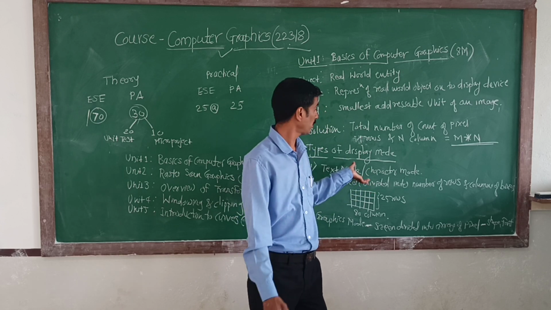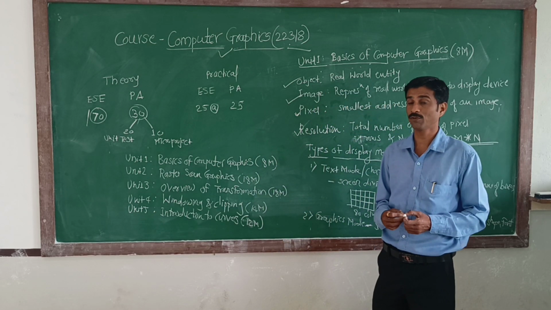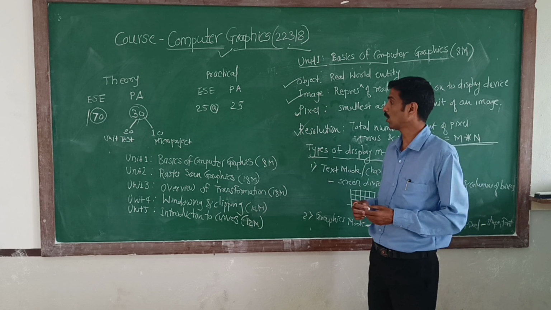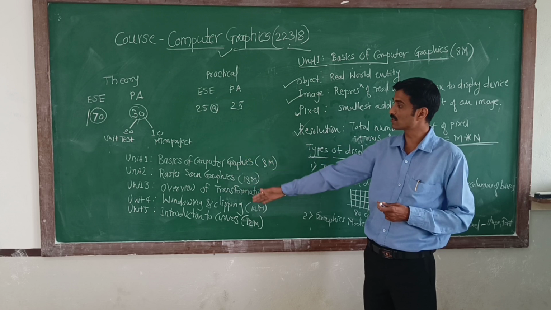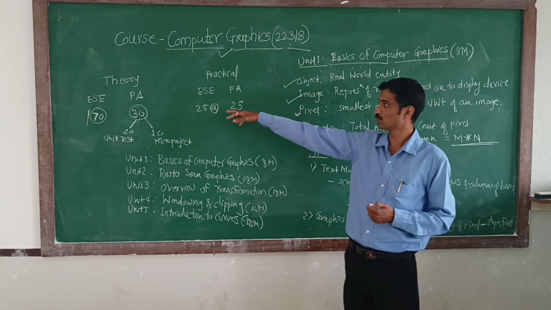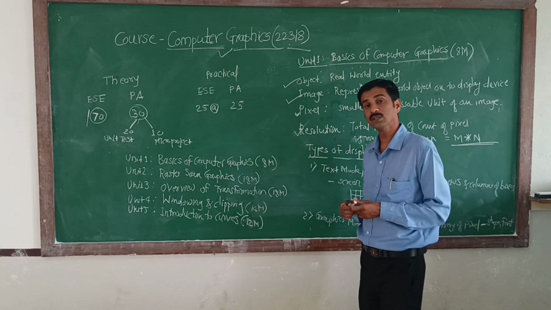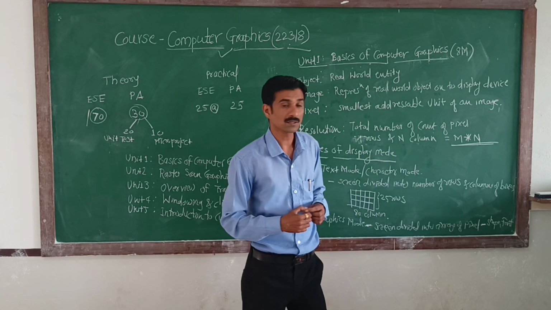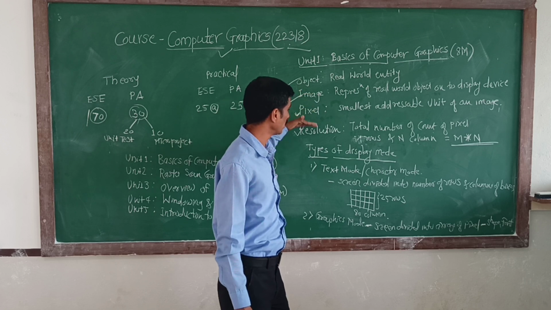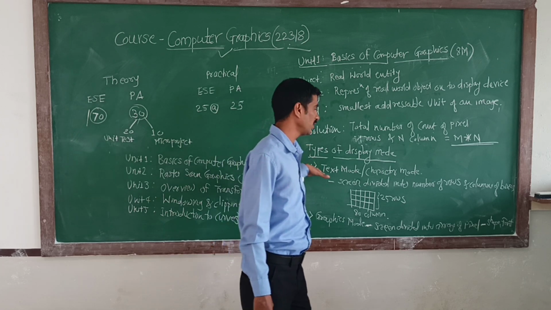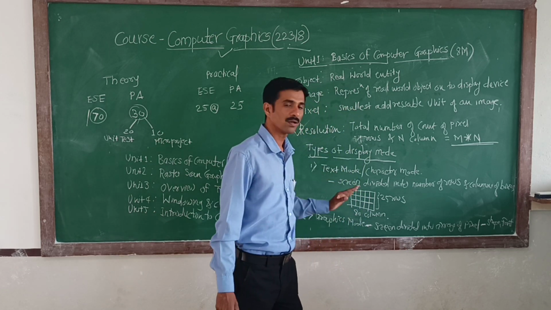Again this question may be asked in your exam: write the display modes or explain the display modes. So today we will stop here. What we have studied up to now, we have seen the different units, these 5 units covered in computer graphics, and the teaching and examination scheme for this subject. Then we have seen the basic terminologies used in computer graphics: object, image, pixel, resolution, and finally the different display modes, that is text mode and graphics mode.